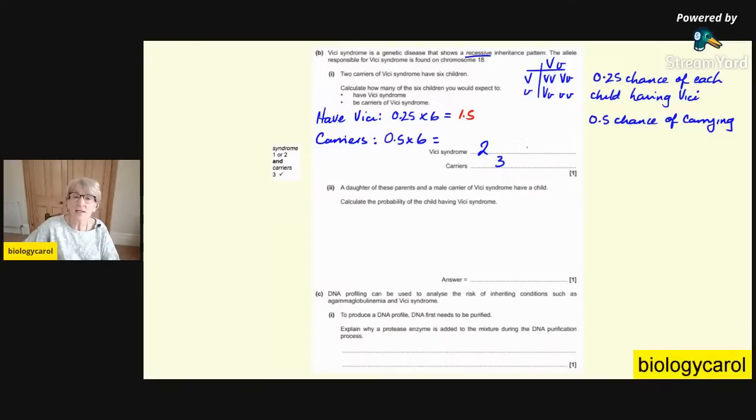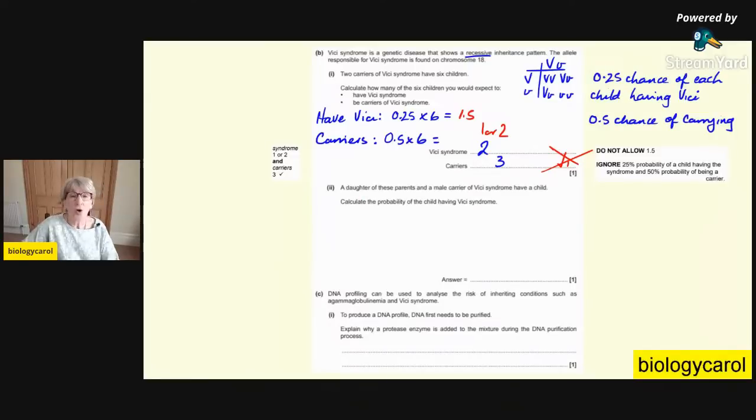Oh, do you know? No, I didn't get this mark. It wasn't 1.5. I had to write 1 or 2. I've just realized I didn't get this mark, because I needed to write 1 or 2. Do not allow 1.5. I missed that because I just thought about rounding up.